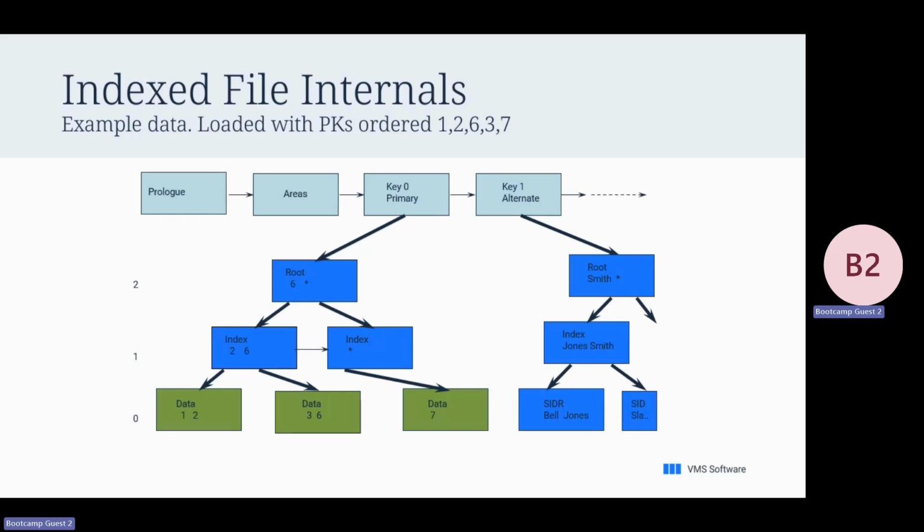If we look at an index file with a very simple set of records, and we loaded them deliberately slightly out of order, 1, 2, 6, 3, 7 is how we loaded the file in this case. As you create the file with nothing in there, RMS will give you a prologue, that's in block 1. It will give you an area and a primary key, which is also in block 1. And so there's a couple of overhead blocks before the first data bucket.